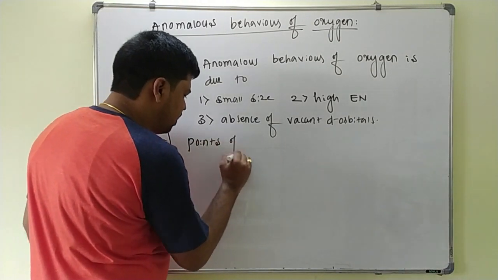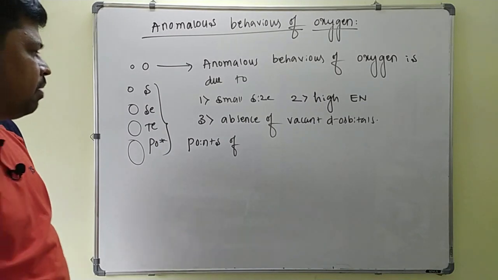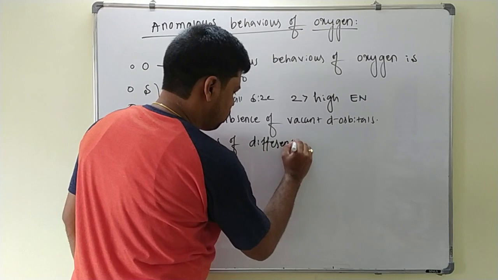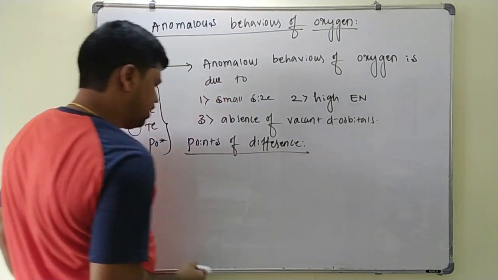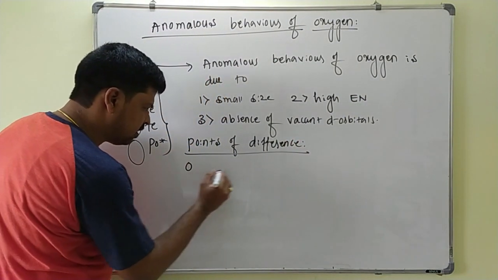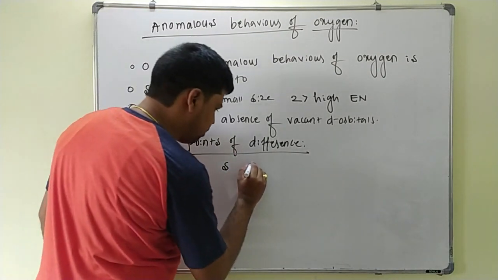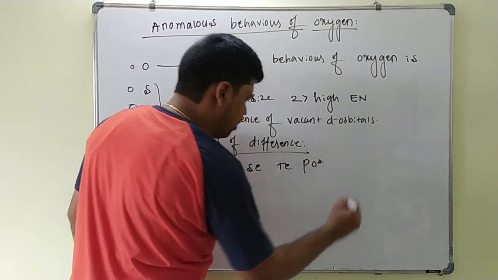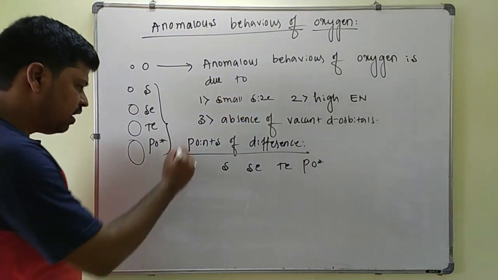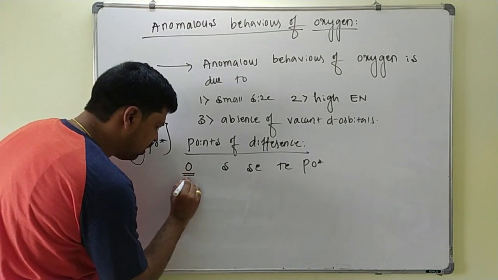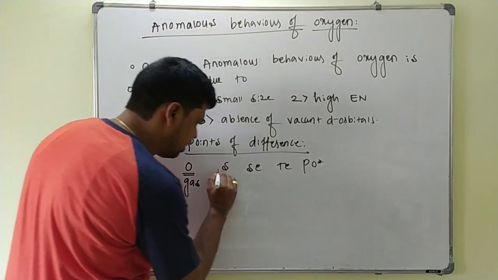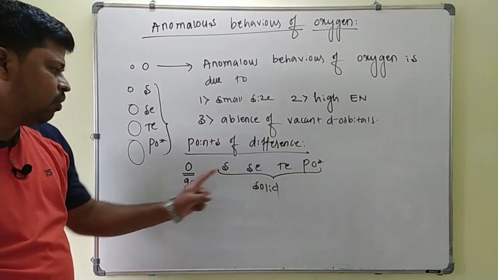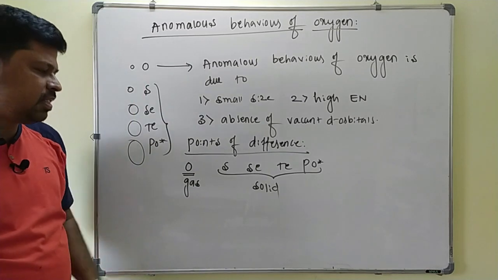Now I will write the points of difference. Some points of difference between oxygen and the remaining members. First point, oxygen and the remaining members, sulfur, selenium, tellurium and polonium, which is a radioactive element. In group 16, only oxygen is a gas, but the remaining members are available in the solid state. Remaining all are solid, only oxygen is the gas in group 16.